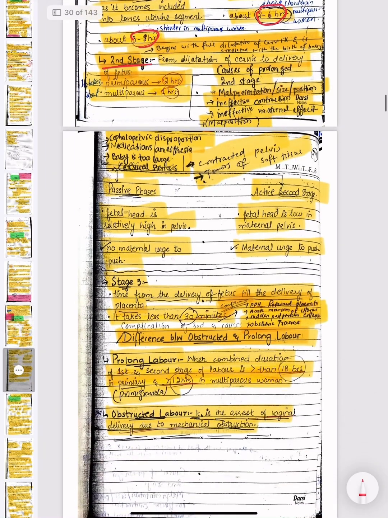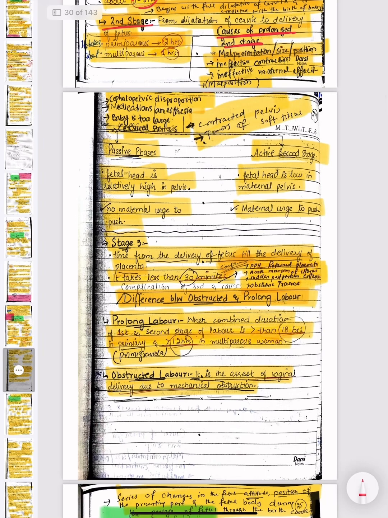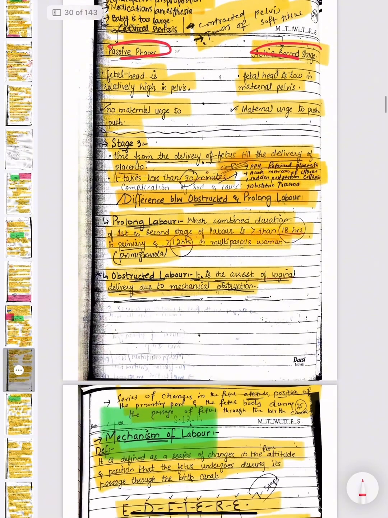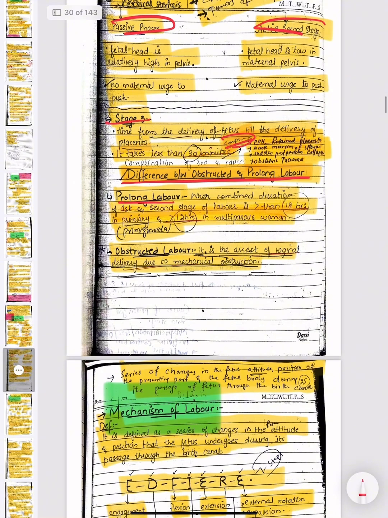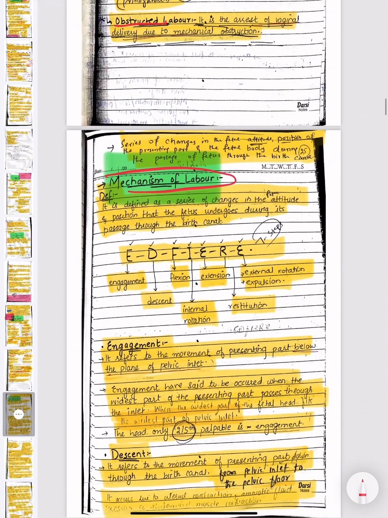Then we discussed the second stage of labor and the causes of prolonged second stage. Then we discussed the passive phase and the active phase of the second stage of labor. Then we discussed the third stage of labor and the complications of the third stage of labor. Then we discussed the difference between obstructed and prolonged labor. This is prolonged labor, this is obstructed labor. Then we discussed the mechanism of labor.